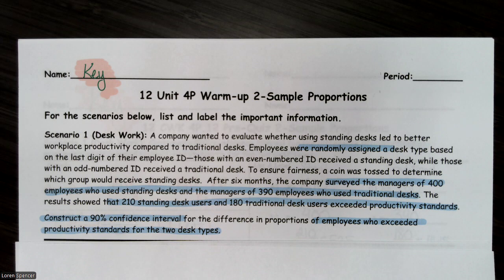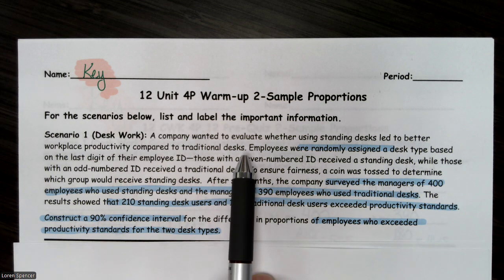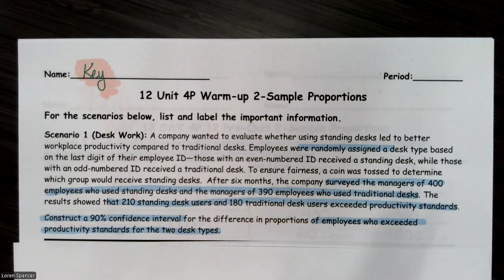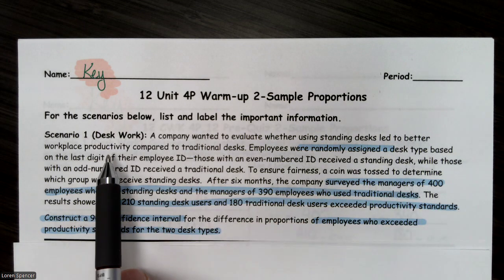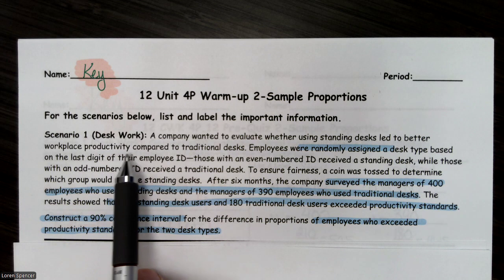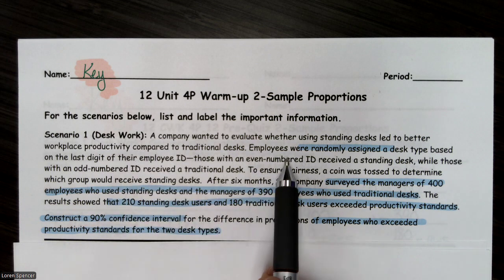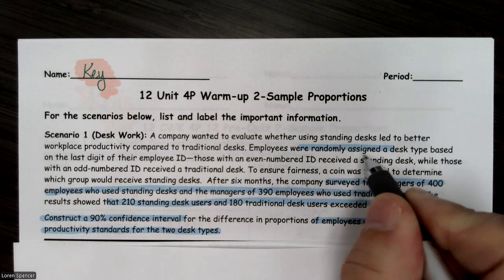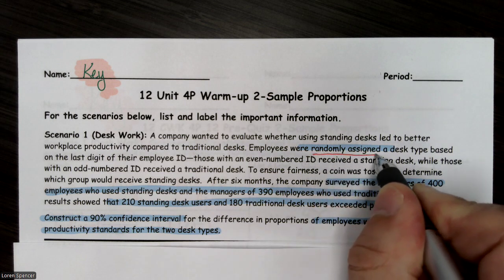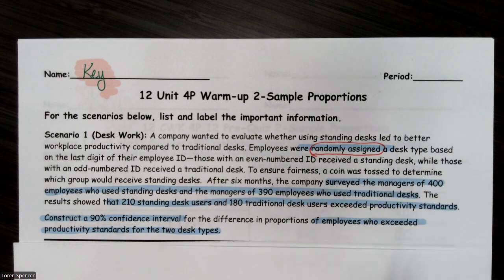This is a warm-up for two sample proportions, and all we're going to do in these is identify the important information. A company wanted to evaluate whether using standing desks led to better workplace productivity compared to traditional desks. Employees were randomly assigned. All right, that's going to be super important. Randomly assigned tells us we don't have a condition two.